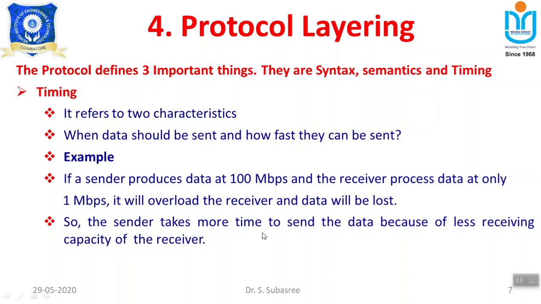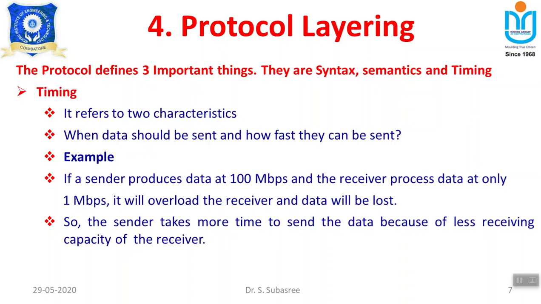So the sender takes more time to send the data because of the less receiving capacity of the receiver. Because compared to sender capacity, the receiver capacity is less, right? So here it will be overloaded for the receiver. To avoid data loss and overloading, the sender has to send 1 million bits alone at a particular period of time. Like that it has to send 100 times to send the entire data from sender to receiver. That is the reason why the timing is very, very important. When to send the data and how fast it has to be sent, that is very, very essential.